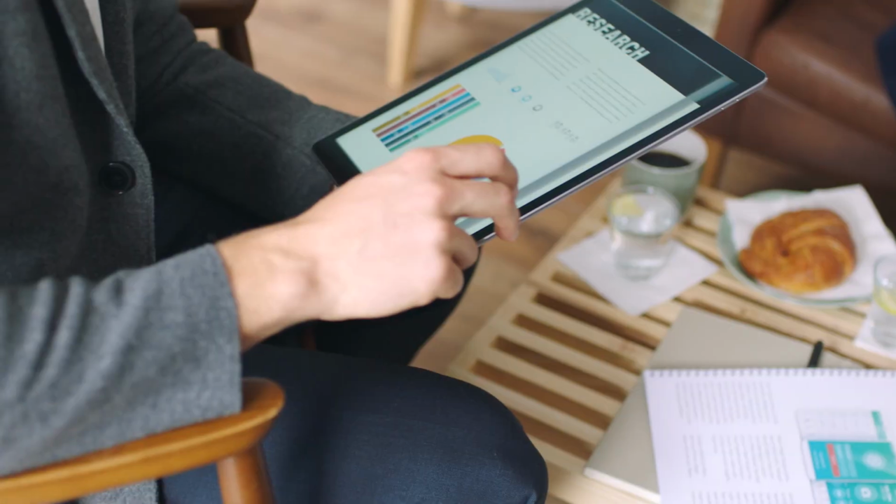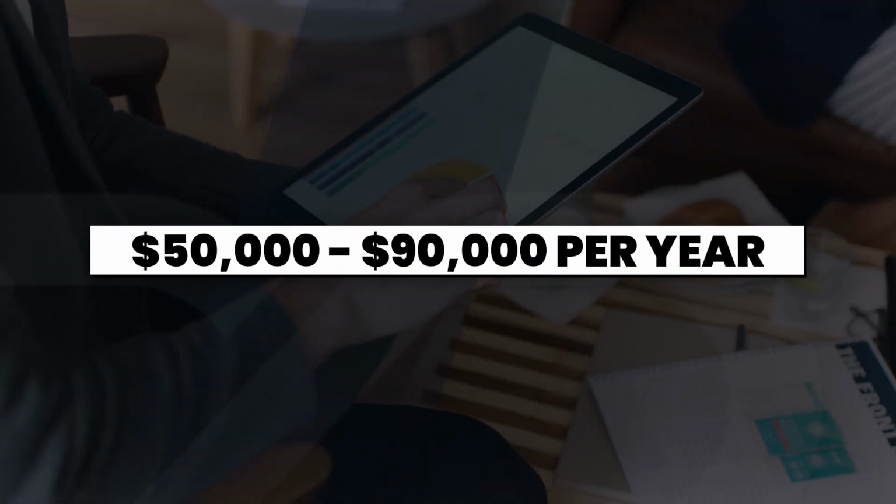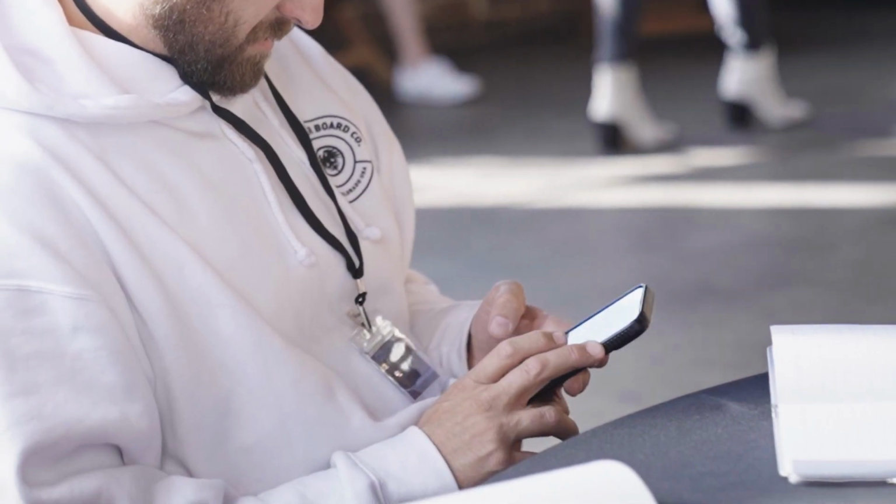So with that in mind, let's talk about a base pay or a base salary. Now, the range that I'm going to suggest here is anywhere from $50,000 per year to $90,000 per year. A $50,000 per year base salary would be great for someone who's maybe straight out of college or someone who has just a little bit of marketing experience.